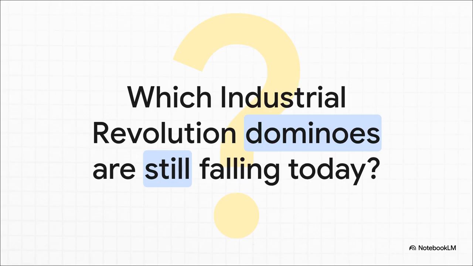And that really brings us to our final thought. This process didn't just end in the 1800s. It literally built the world we live in today. And it makes you wonder, doesn't it? Which of these dominoes are still falling?